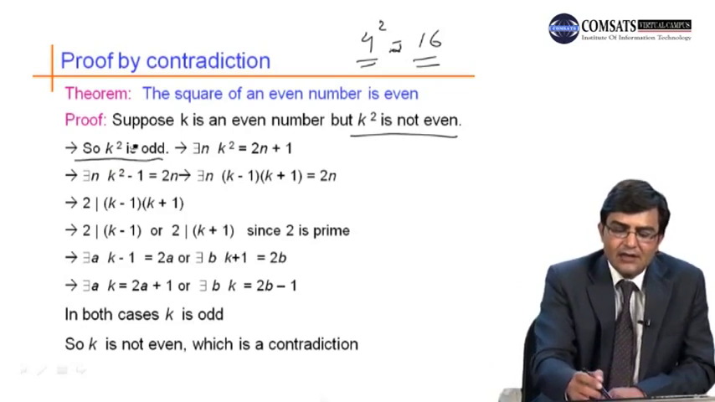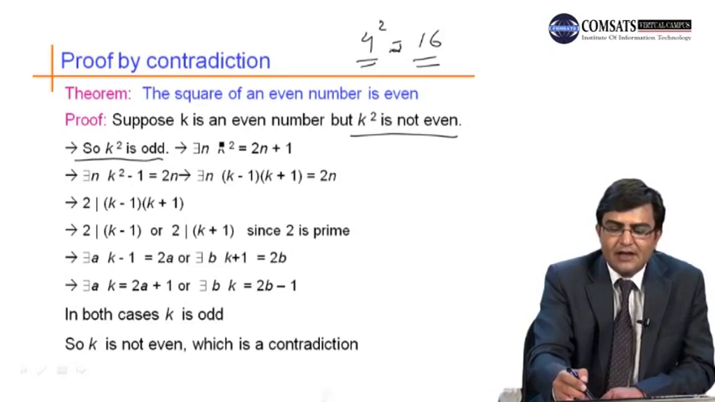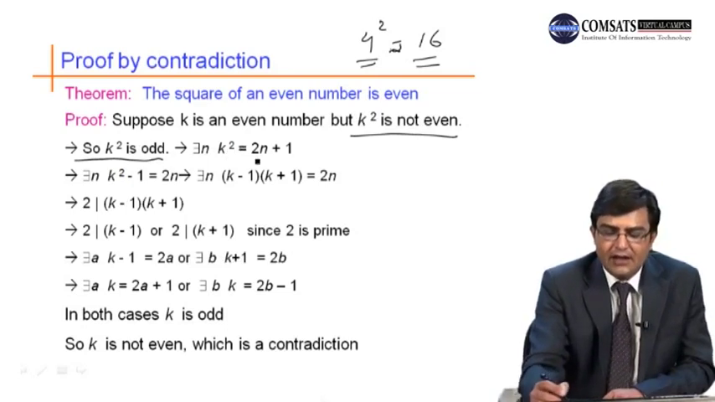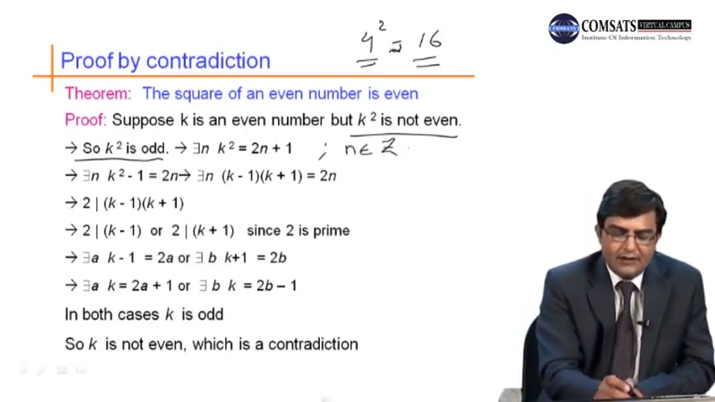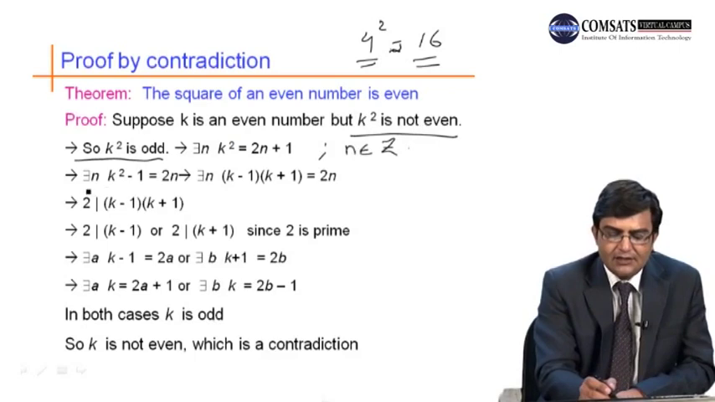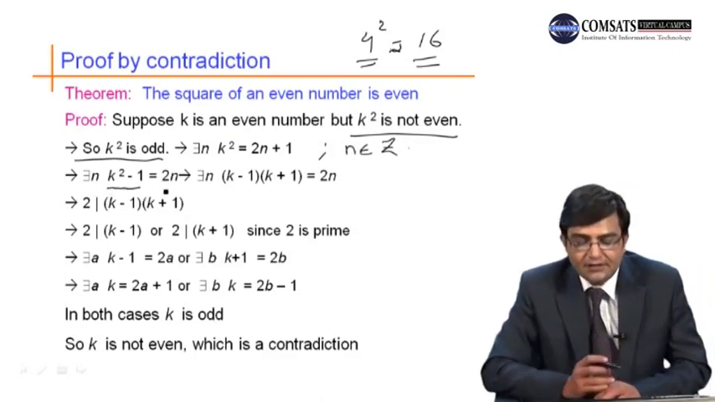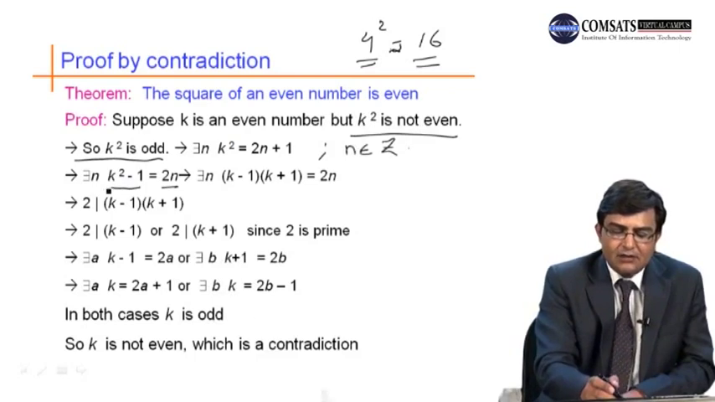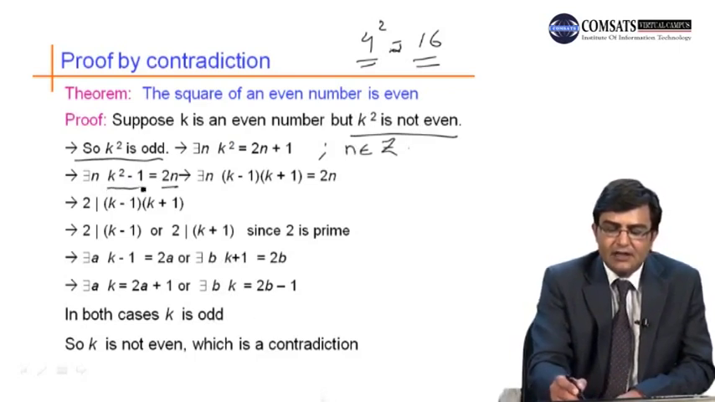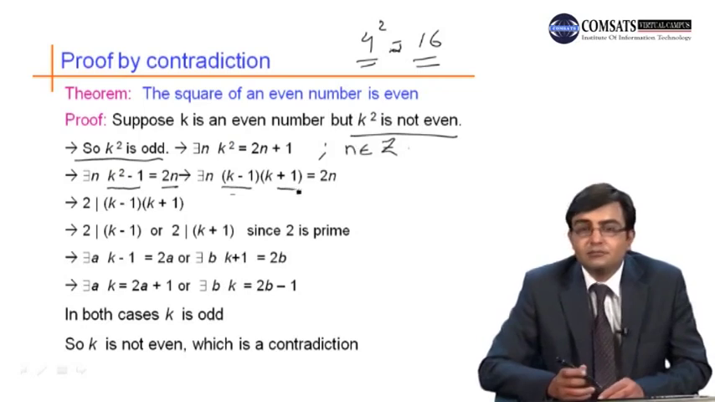If k square is odd, then there exists some integer n such that k square can be written as 2n plus 1, where n is an integer. So if k square is equal to 2n plus 1, then we can write k square minus 1 is equal to 2n. That is simple. We factor k square minus 1. How can we factor it? k minus 1 times k plus 1 is equal to 2n.